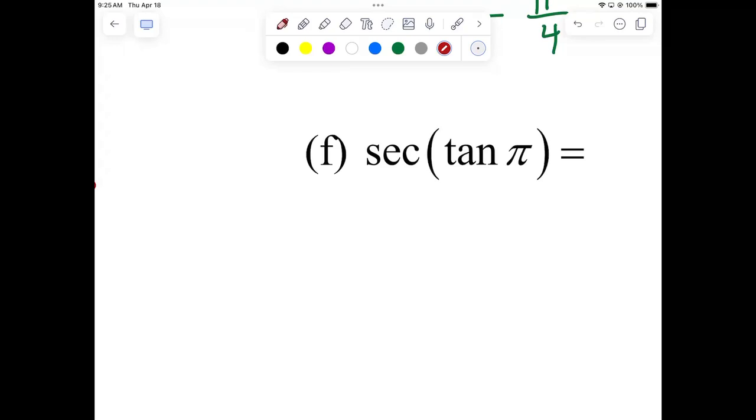What did I get? Secant of tangent of pi. Let's see. We work from the inside out. What's tangent of pi? 0. And what's secant of 0? 1. Easy, right? Piece of cake.